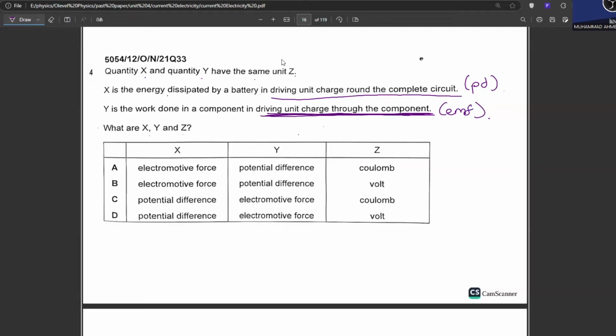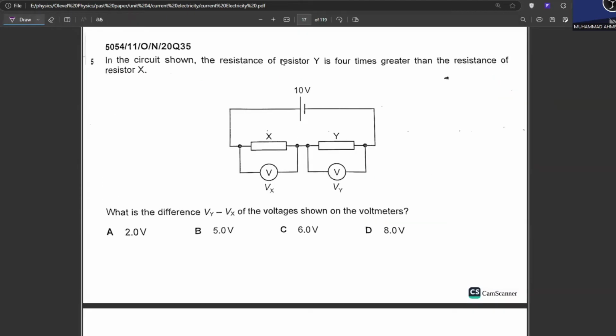Is there any option like that? D is your answer. X is your potential difference, Y is your EMF, and the units are of volts. V, volts. Okay, let's see this. In the circuit shown, the resistance of resistor Y is 4 times greater than the resistance of resistor X. So basically, this is 4R, this is R.